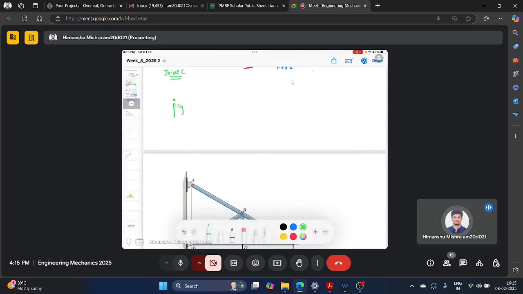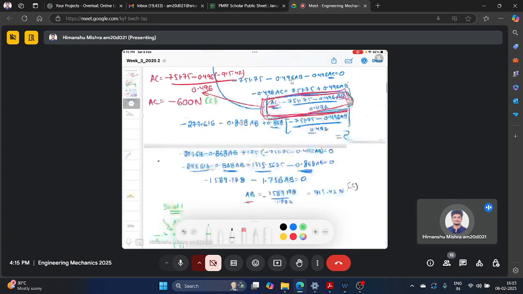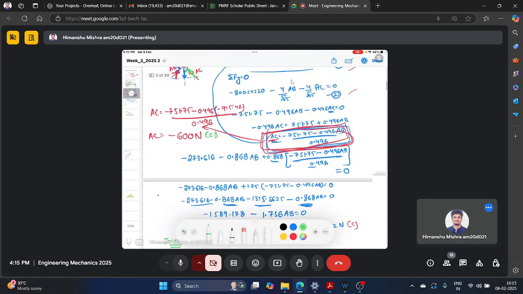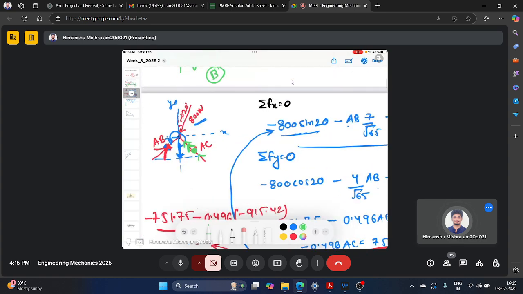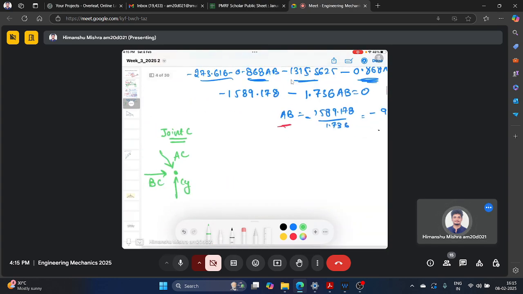This is the reaction force. Let's say this is the force in member BC, and this is the force in member AC, which we calculated, and it came out to be minus 600. Just to note that it is minus 600, so we reverse the direction of force, and we got the force towards the joint, right? So here also the force is towards the joint.